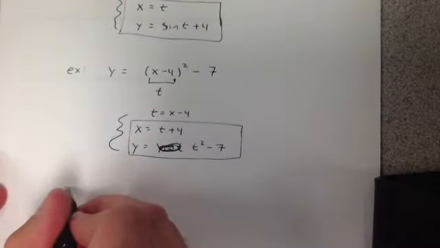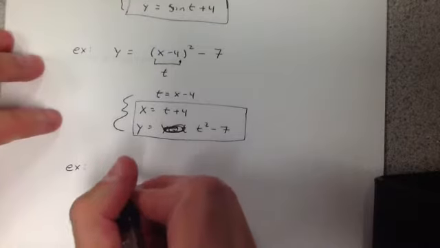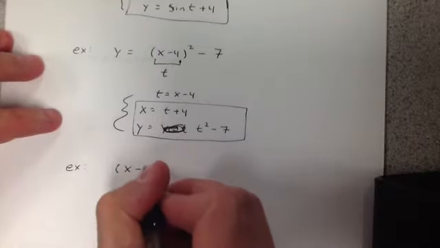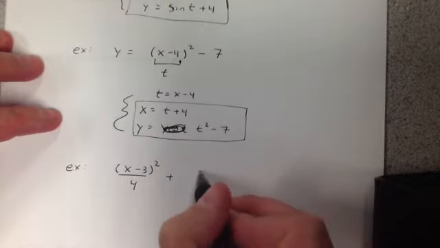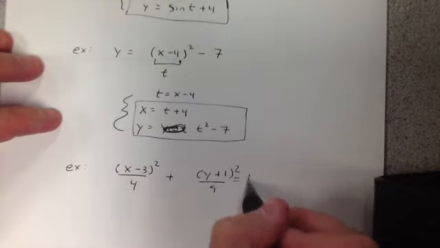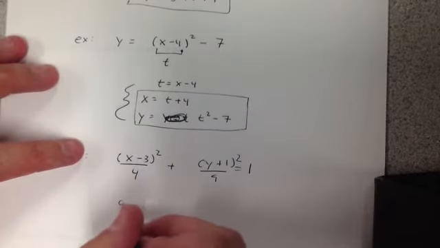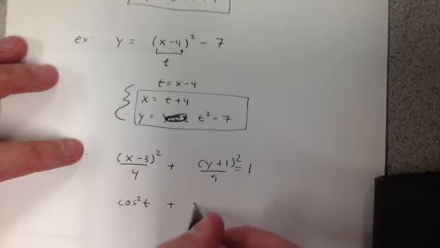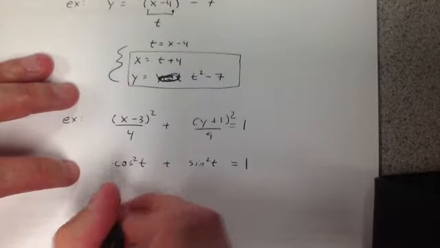And of course, we also talked about even if we had a conic, like an ellipse, (x minus 3) squared over 4 plus (y plus 1) squared over 9 equals 1. This one was a little bit tougher to do because we had to use our Pythagoreans: cosine squared of t plus sine squared of t equals 1. And we just, of course, matched them up.